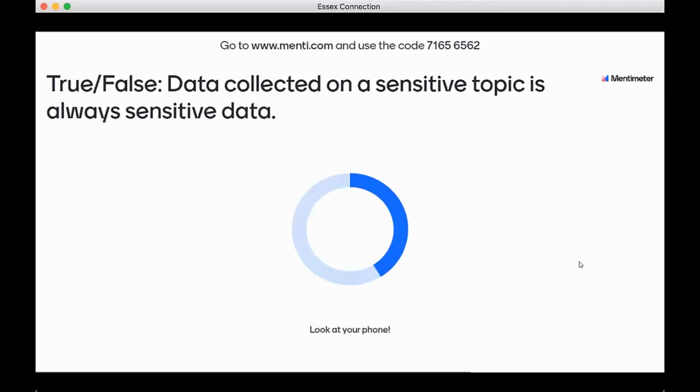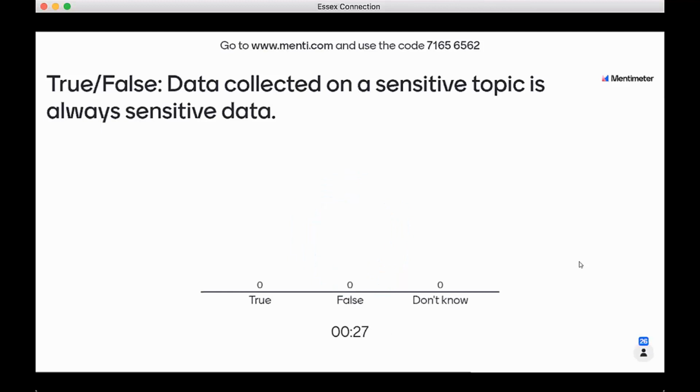Next question. Is this true or false? Data collected on a sensitive topic is always sensitive data.